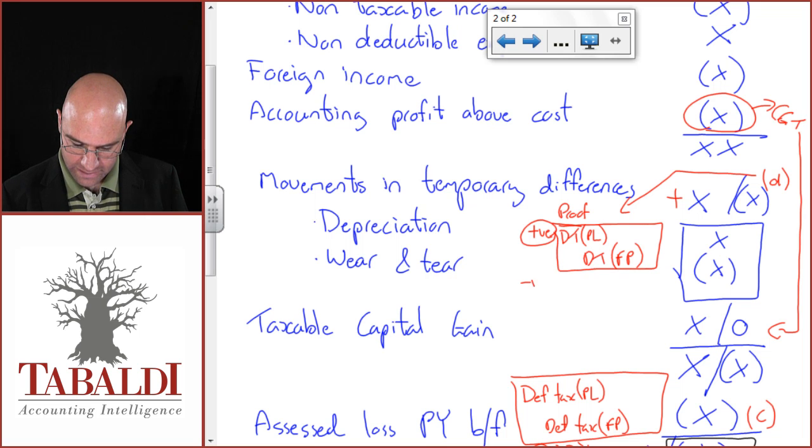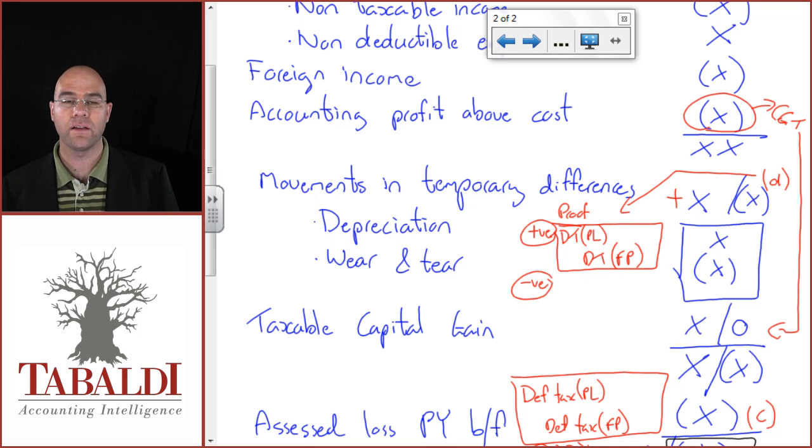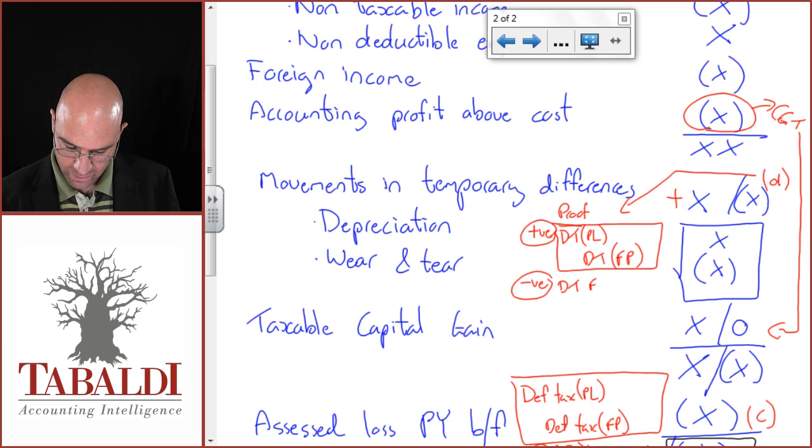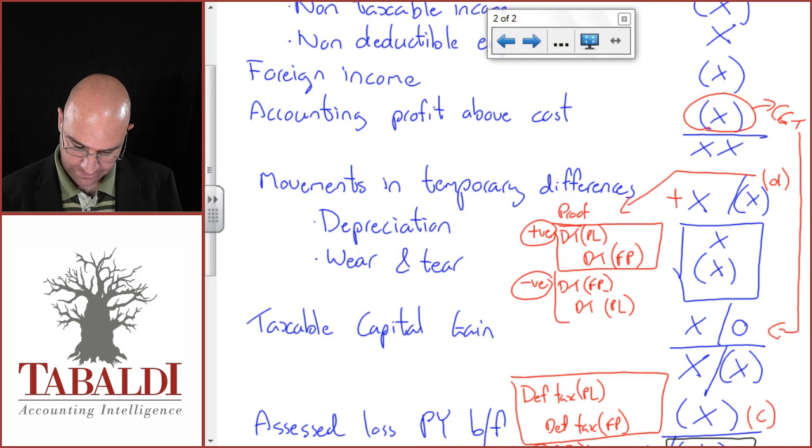If it was a negative, then I would have a deductible temporary difference, which means I would have a debit to deferred tax financial position, credit deferred tax, profit and loss. I would be raising an asset.